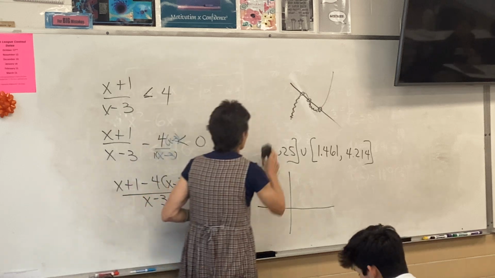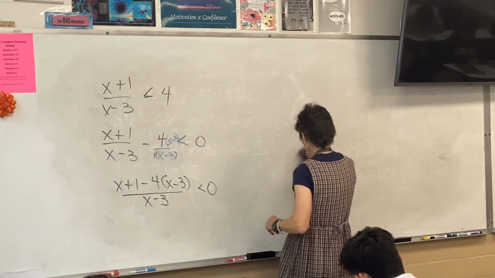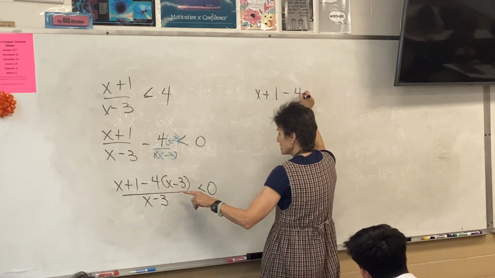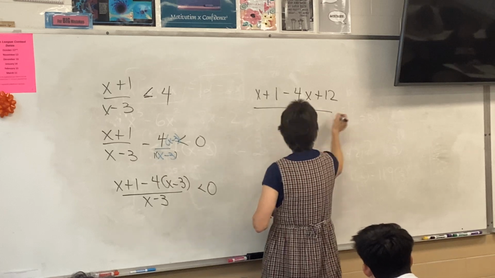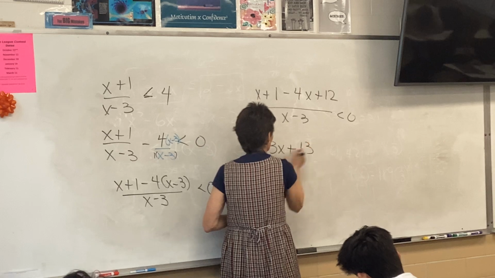So let's clean that up. What is that? Negative 3 is x plus 1 minus 4x plus 12. Which, Elijah, you said negative 3x plus 13.